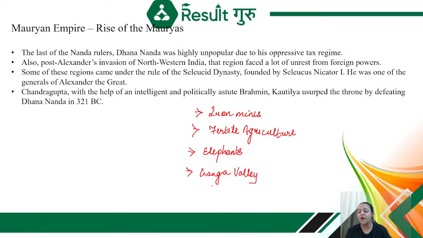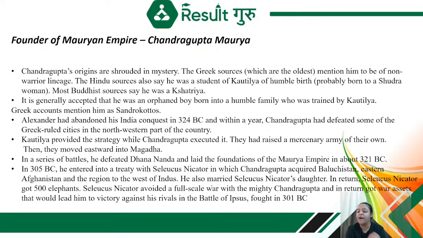So who laid the foundations of the Mauryan dynasty? It was laid by Chandragupta Maurya with the help of Chanakya or Kautilya. Okay, so let me move ahead and then we can clear some doubts together. So who was the founder of the Mauryan empire? The founder of the Mauryan empire was Chandragupta Maurya.